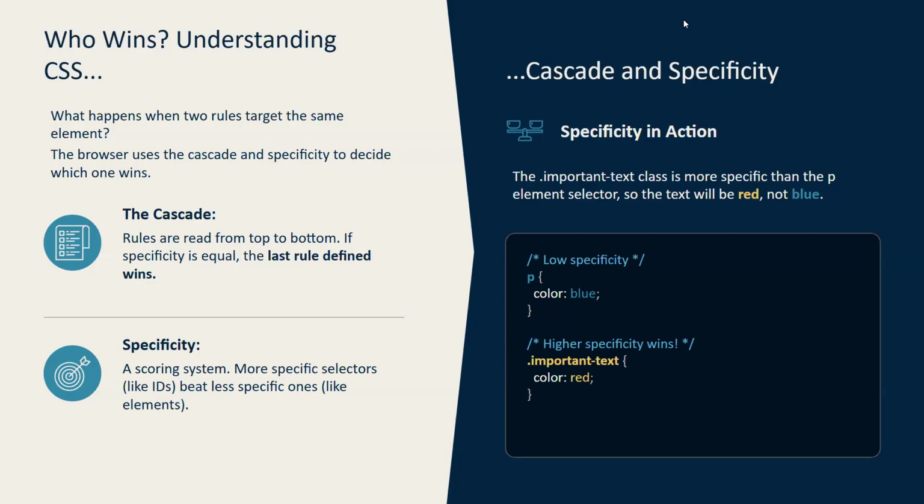So, specificity is like a scoring system. More specific selectors beat less specific ones. In general, IDs are more specific than classes, and classes are more specific than element selectors. In this example on the right, we can see that the paragraph selector sets the text color to blue. But the important-text class is more specific, so the text ends up red, not blue. This is one of the more important concepts to understand because it will save a lot of debugging as we go on later.